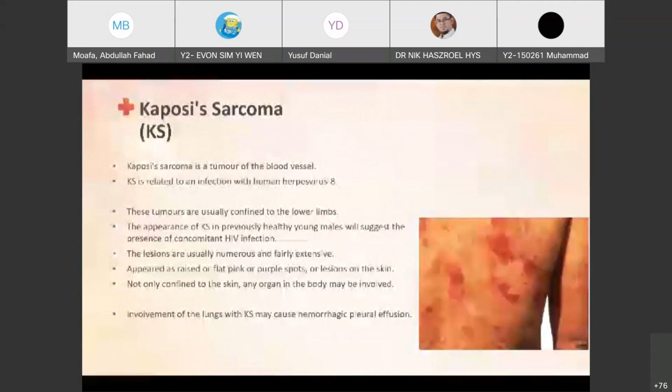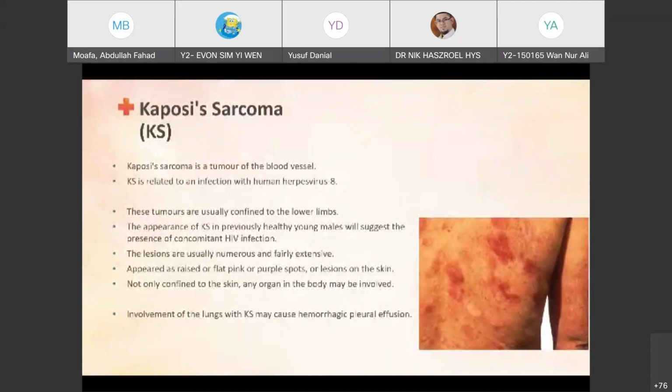Kaposi sarcoma, or KS. Classical KS occurs commonly among elderly males of Mediterranean descent, and KS is related to an infection with human herpes virus 8, and these tumors are usually confined to the lower limbs. However, the appearance of KS in previously healthy young males will suggest the presence of concomitant HIV infection.